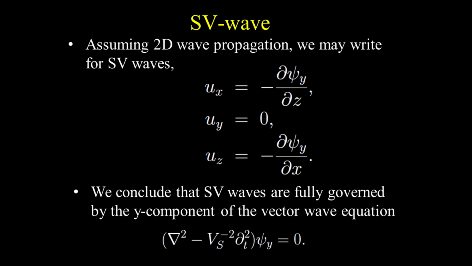Assuming 2D wave propagation, we may write SV wave in terms of particle displacement in the x and z directions, or as wave equations based on the y component of the potential vector. Because we are in the xz plane, the derivatives of the component of the potential vector in the y direction are assumed to be 0. So we end up with the following wave equations, which involve only the y component of the vector potential.